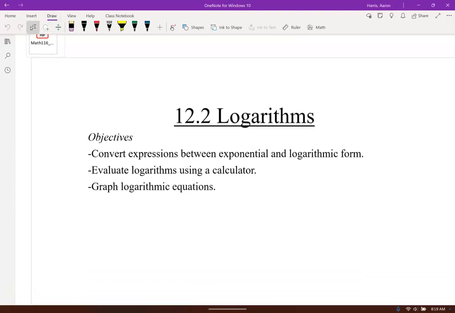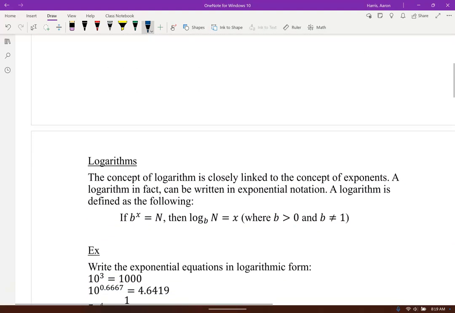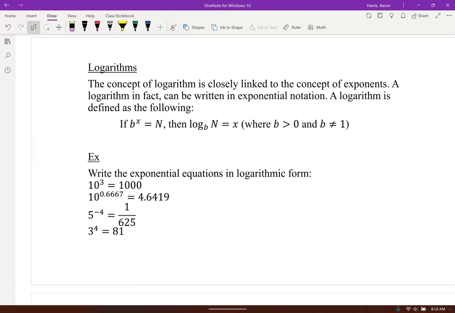Alright, welcome back to your favorite technical mathematics class. We're going to take a look at logarithms today. We're going to convert between exponential form, which we talked about last time, and logarithms, which are the inverses of exponentials. And then we'll evaluate those using a calculator and do some basic graphs as well.